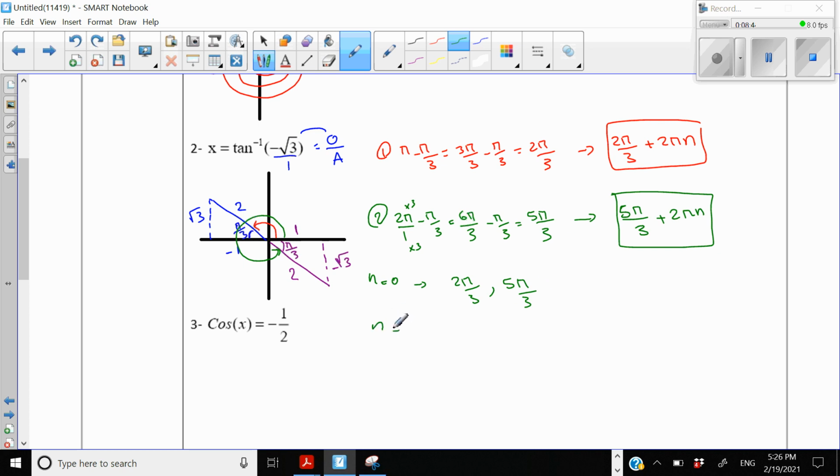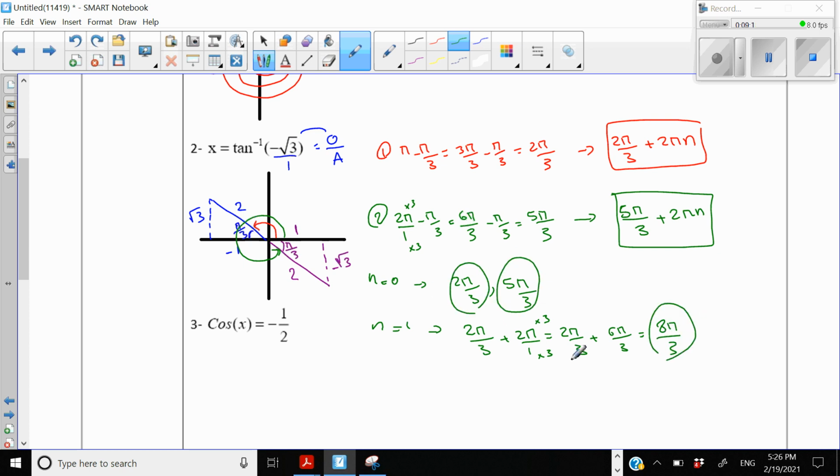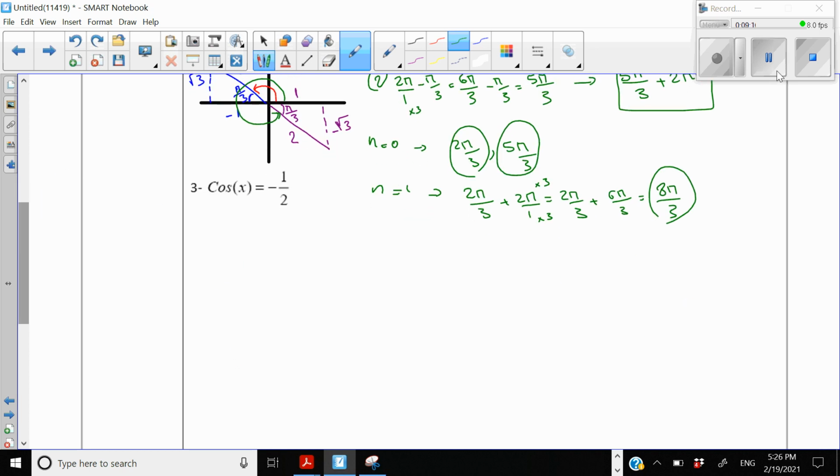And if n is equal to 1, it's going to be 2 pi over 3 plus 2 pi. So n is 1, so this will be 2 pi. So this is 2 pi over 3 plus 2 pi, which will be written as 6 pi over 3, and is equal to 8 pi over 3. So the answers are 1, 2, and 3. I can stop here. Now let's work on the next example.